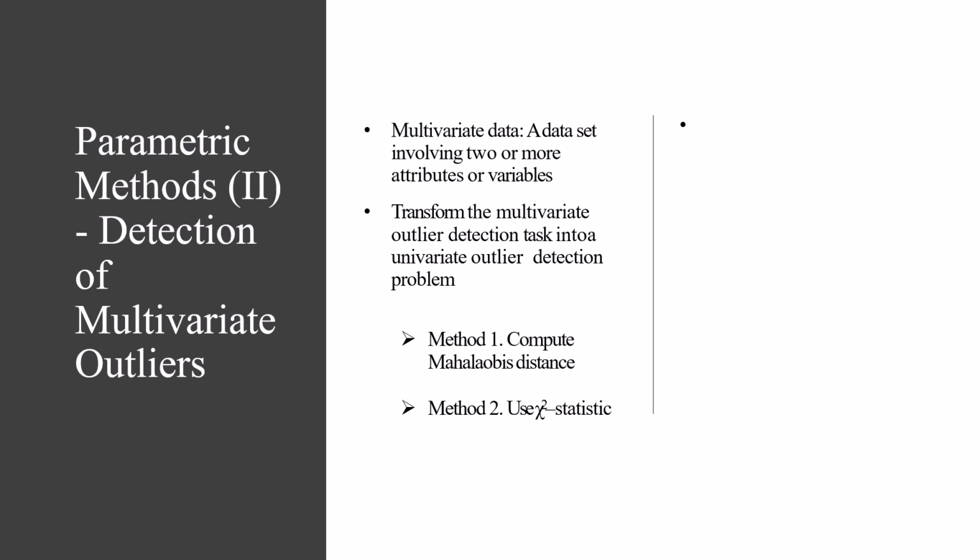Parametric methods for detection of multivariate outliers. Multivariate data is a data set involving two or more attributes or variables. Transform the multivariate outlier detection task into a univariate outlier detection problem. Method 1 is computing the Mahalanobis distance. Method 2 is using the chi-square statistical distance.